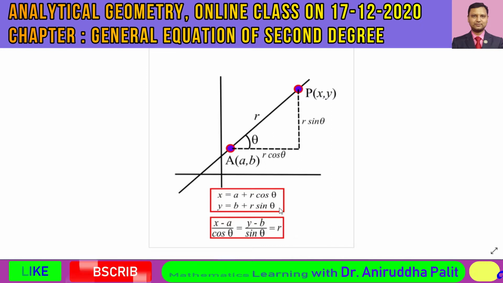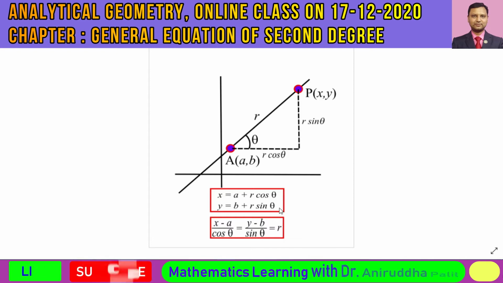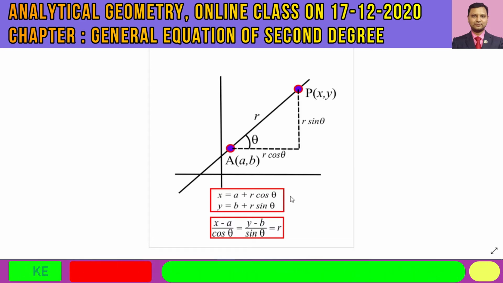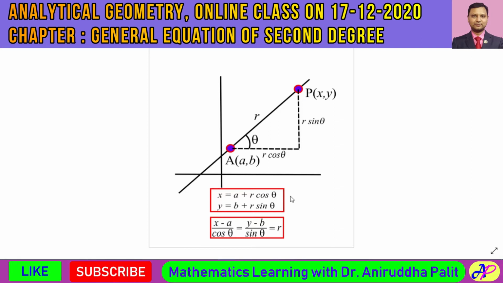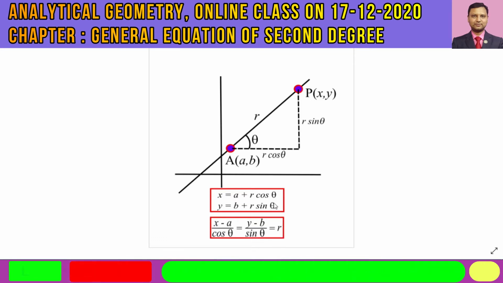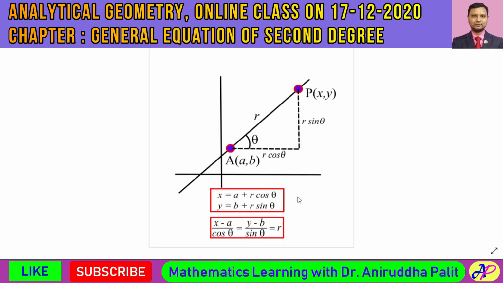I am not going to deduce this result. I am just discussing all these results. You already got these results in class 11 and 12 level geometry. Or in other words, we can write (x minus a) by cos theta is equal to (y minus b) by sin theta is equal to r. This first expression is called the parametric equation of the straight line.